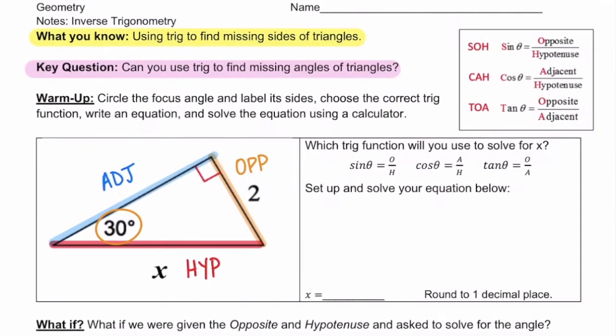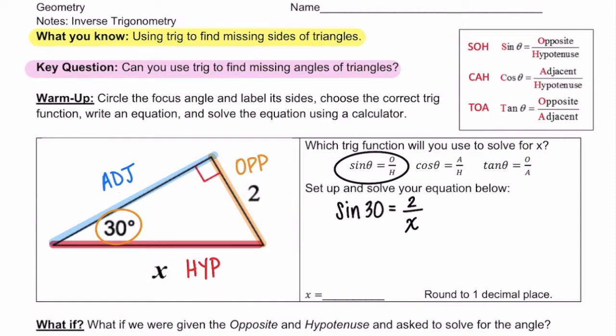So it looks like here we are given the opposite side and the hypotenuse, which means we're going to be using our sine function. So I'm going to go ahead here and circle sine. So our angle is 30 degrees, so sine of 30 equals our opposite 2 over our hypotenuse x. Now we have to find the sine of 30.